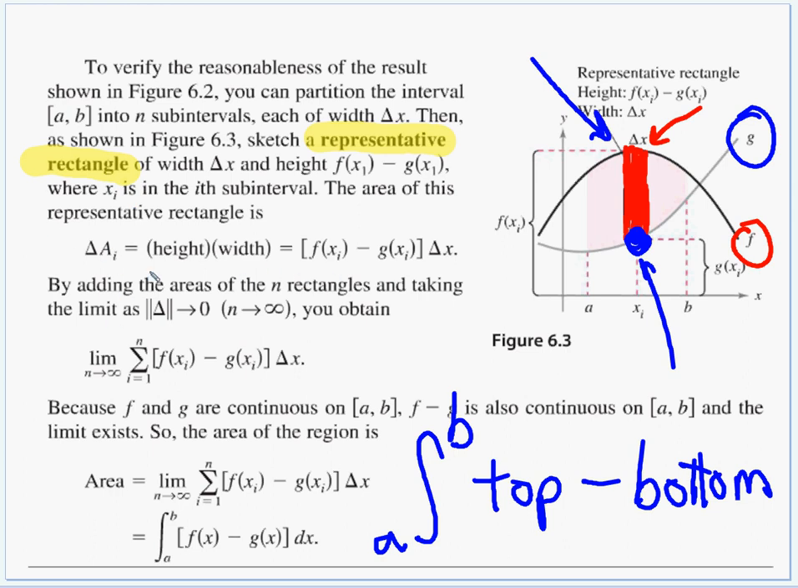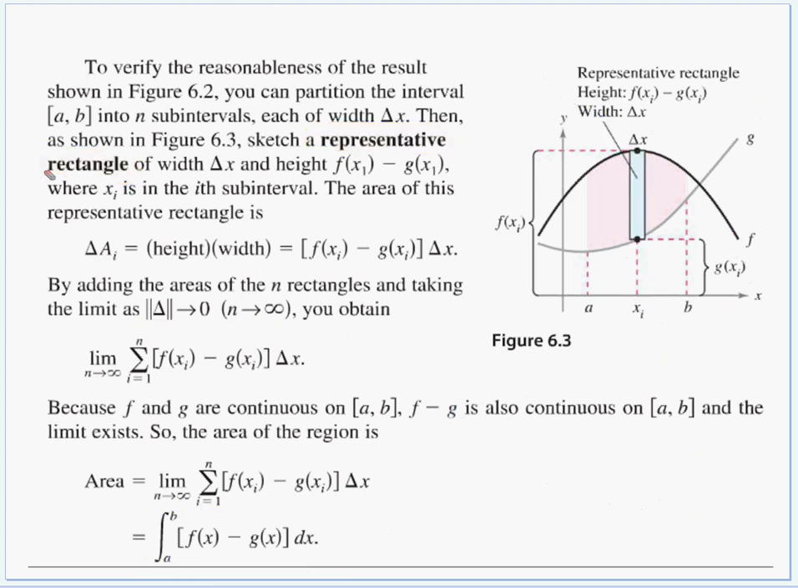And I'm not going to read through. Here again, they're just showing as your norm goes to 0, they're just bringing it back with the summation. And then they translate from the summation notation back to our definite integral form, which we've come to know and love over the past few weeks.